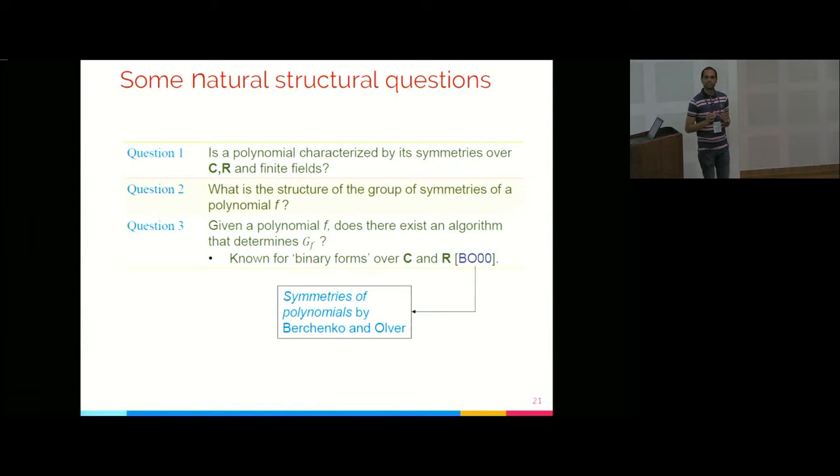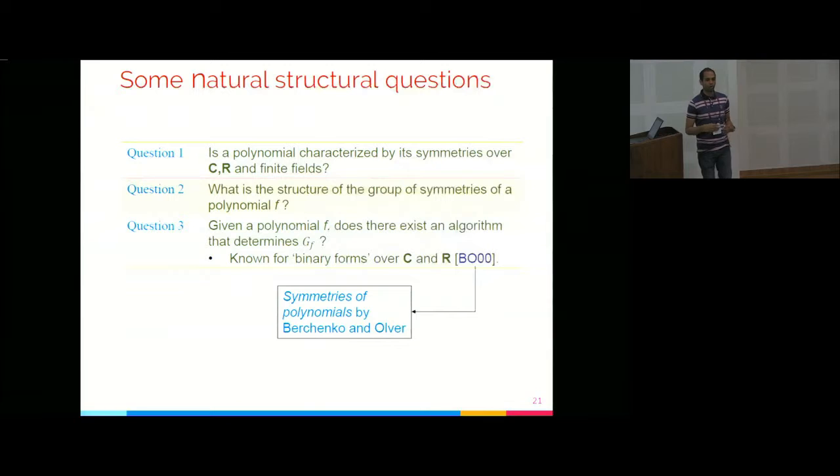The second question is, what is the structure of the group of symmetries of the given polynomial? Or in other words, can you describe all the symmetries of the group of symmetries of F? The third question is an algorithmic question, but it is very closely related to the symmetries of a polynomial.